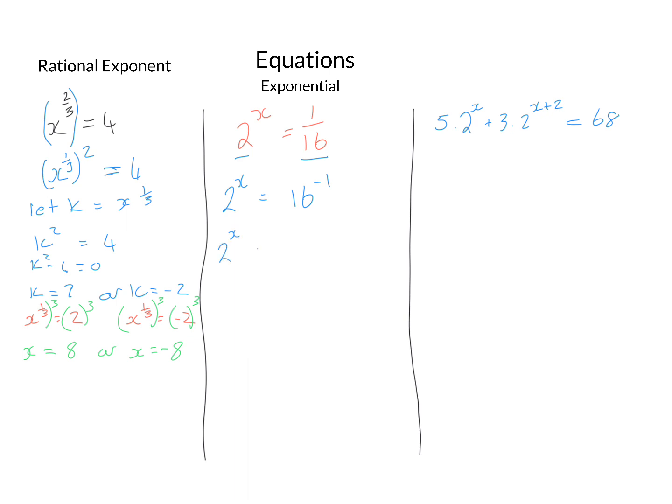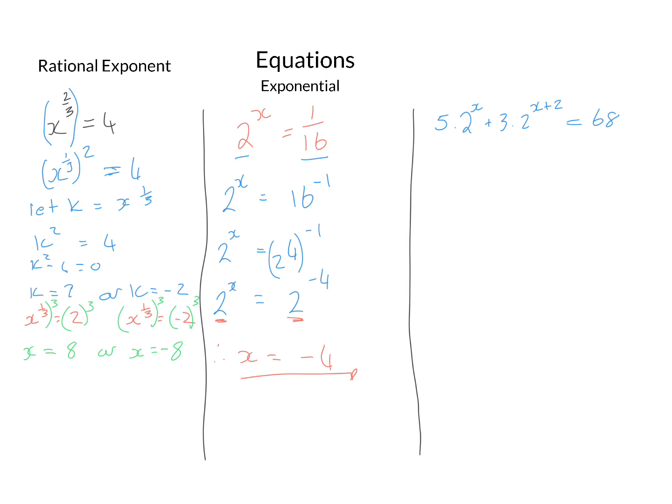I can't change 2 because it's already a prime base. 16 I can change into 2 to the 4, with a minus 1 on the outside. Now, 2 to the x is equal to, if I distribute that, I get 2 to the minus 4. Now, because I have the same base, I can drop them and say, therefore, x equals negative 4. And that is then our final answer.